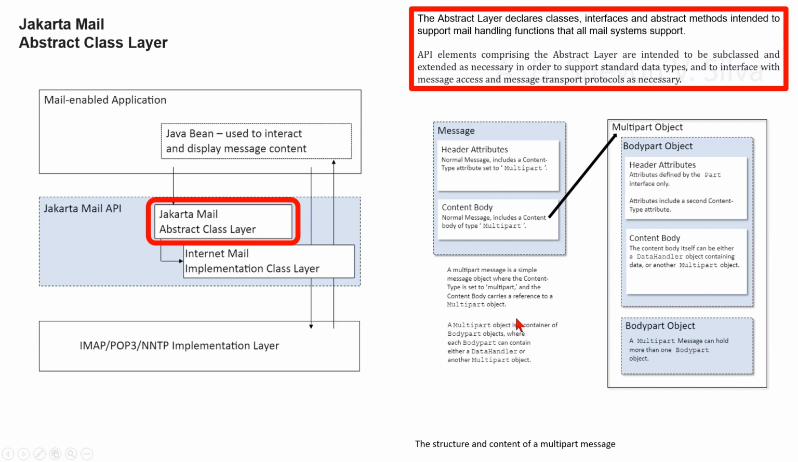A multi-part message is a simple message object where the content type is set to multi-part and the content body carries a reference to the multi-part object. The multi-part object is a container of body part objects, where each body part can contain either a DataHandler or a multi-part object.